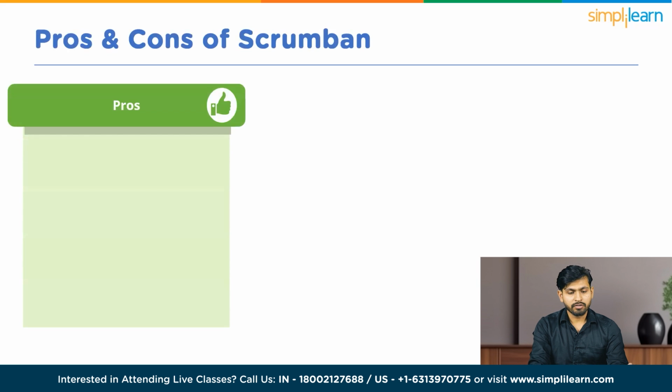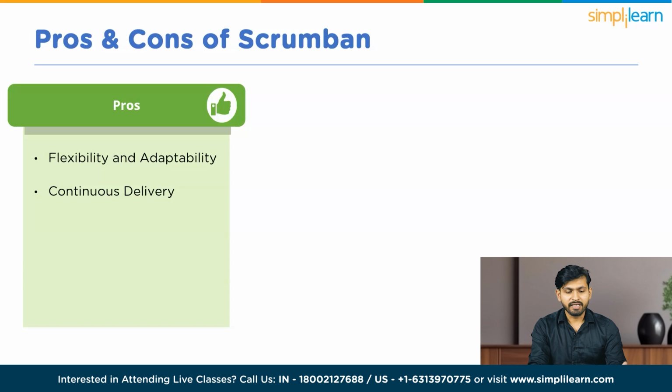If I talk about pros of Scrumban, the first one that comes to my mind is flexibility and adaptability. Scrumban provides a balance between the structured nature of Scrum and the flexibility of Kanban. This allows teams to adapt quickly to changing priorities or requirements during a sprint, fostering agility in response to evolving project needs. Next one we have is continuous delivery. Scrumban supports continuous delivery by allowing teams to release increments of the product within the time-boxed sprints. This promotes a more iterative and frequent delivery model compared to traditional Scrum.